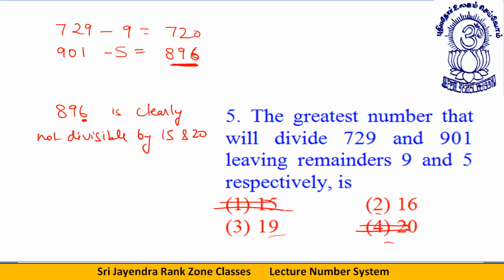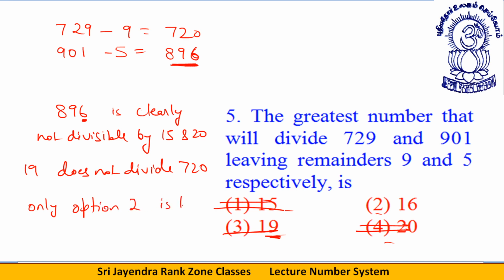Let's check with any one option now. 19 does not divide 720. If 19 does not divide 720, then 19 is not a factor of this number. So let's leave 19 also. Only option 2 is left. Therefore, 16 is the greatest such number. This is your answer. Okay, dear students.